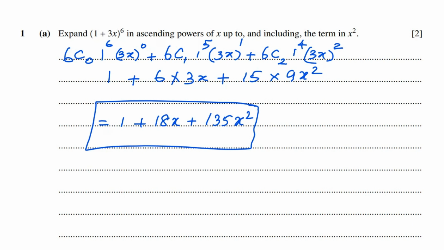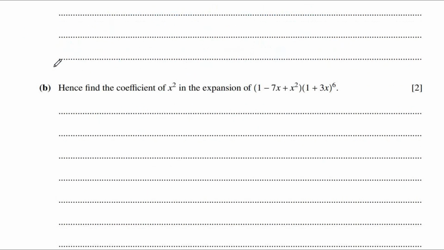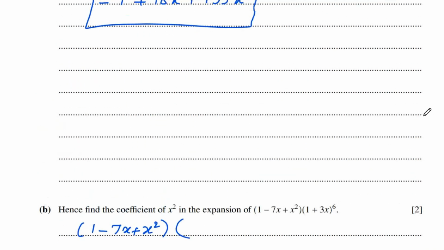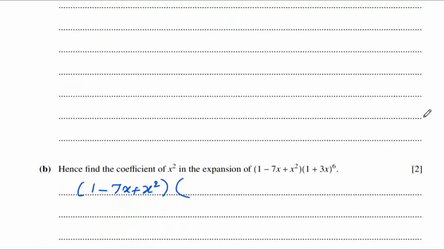Okay, the next part of the question is, hence find the coefficient of x squared in the expansion of (1 - 7x + x squared) multiplied by (1 + 3x)^6. So let's write 1 - 7x + x squared multiplied by (1 + 3x)^6. For that, we will use this answer, 1 plus 18x plus 135x squared.